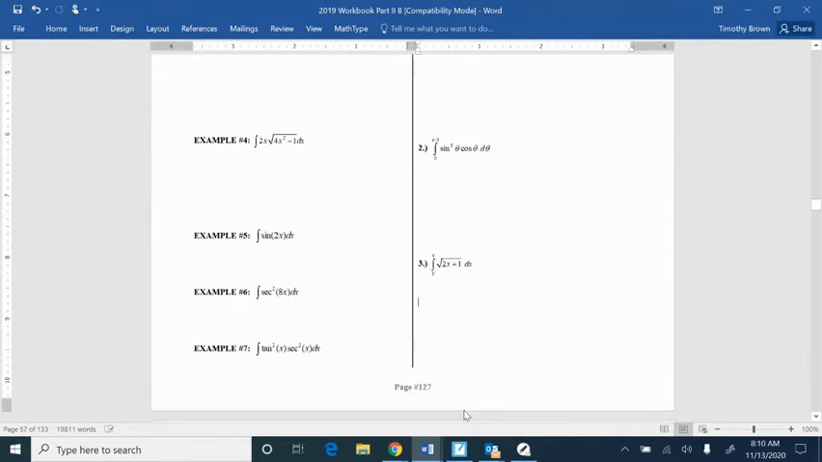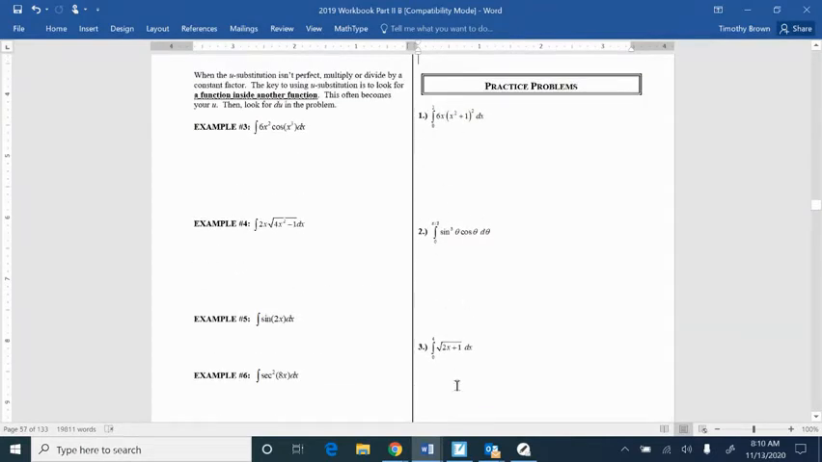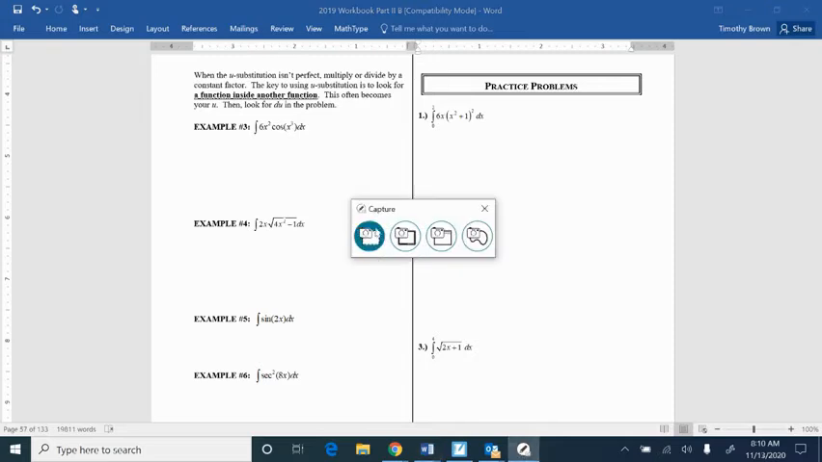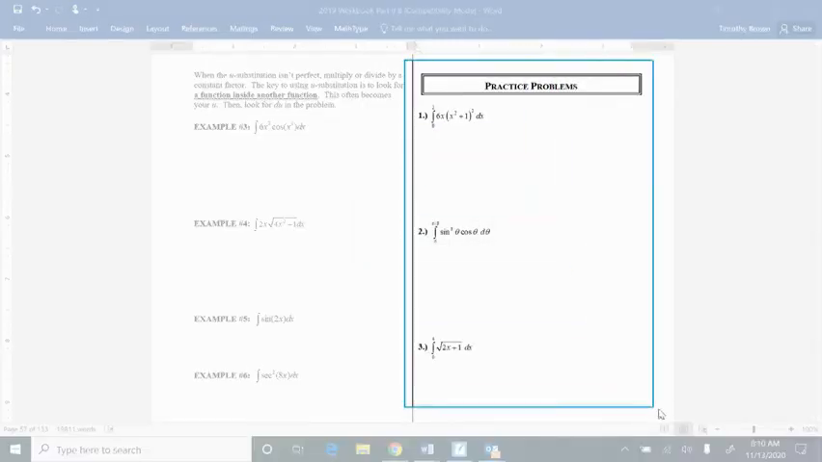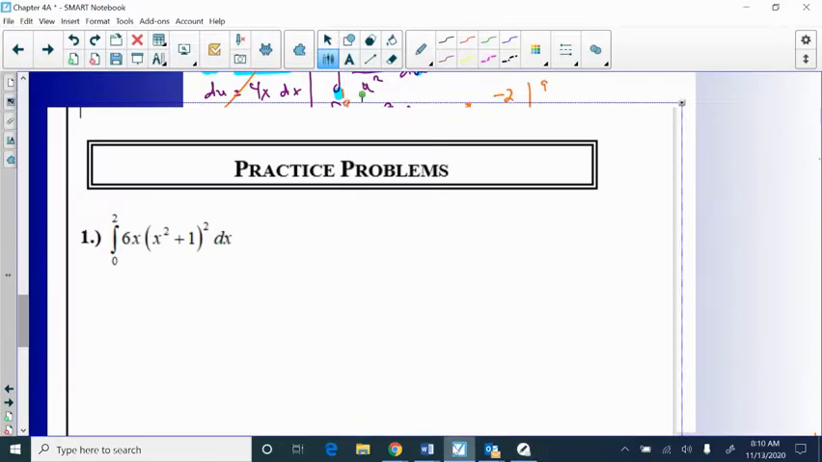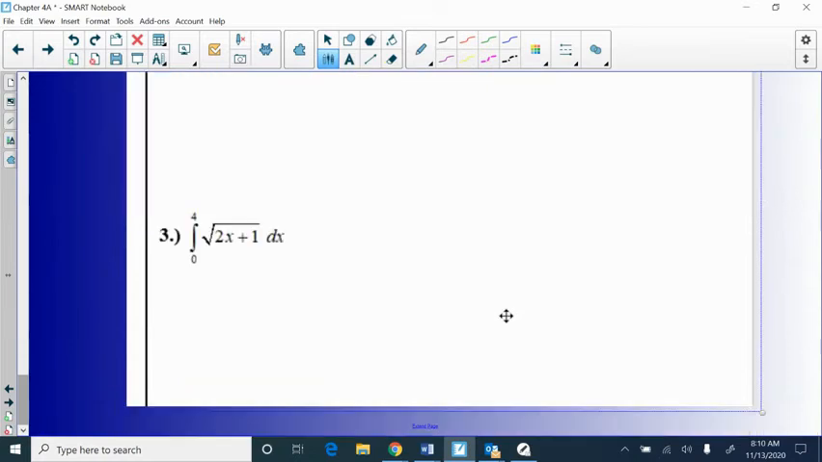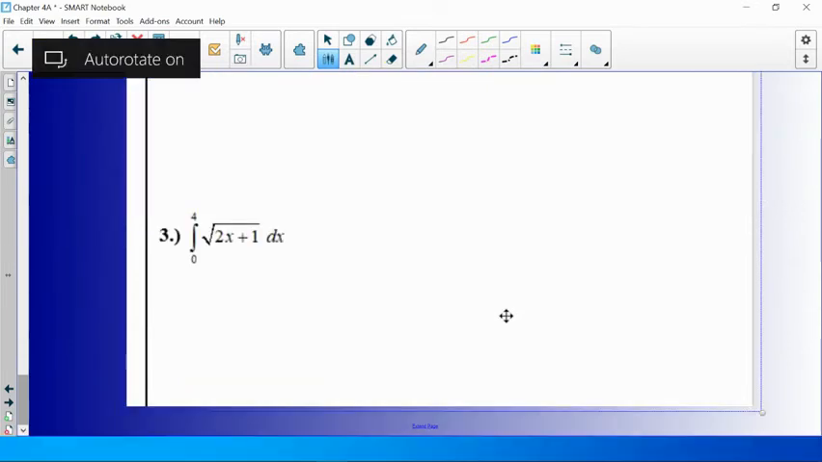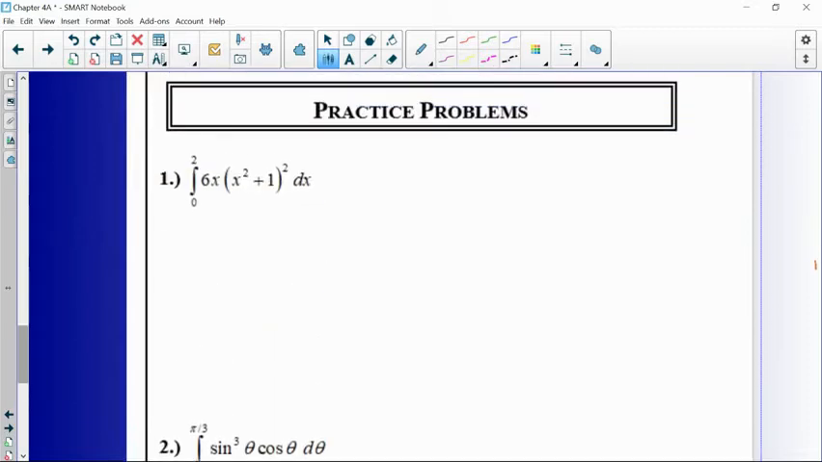Right there. Okay, so let's go ahead and take a screenshot of these next 3. Because again, I think it's just good to see some of these examples done. Send to the current smartboard. There they are. Wonderful. So I'll come back for example 9 in class, I believe. Someone remind me. Right? That'll be a good way for me to test if you guys look through the videos.